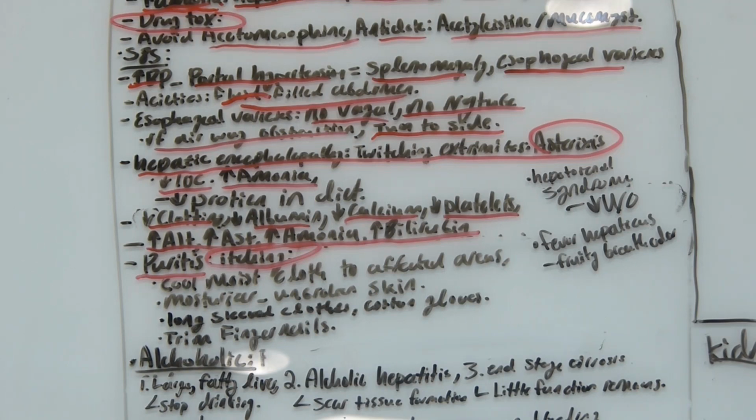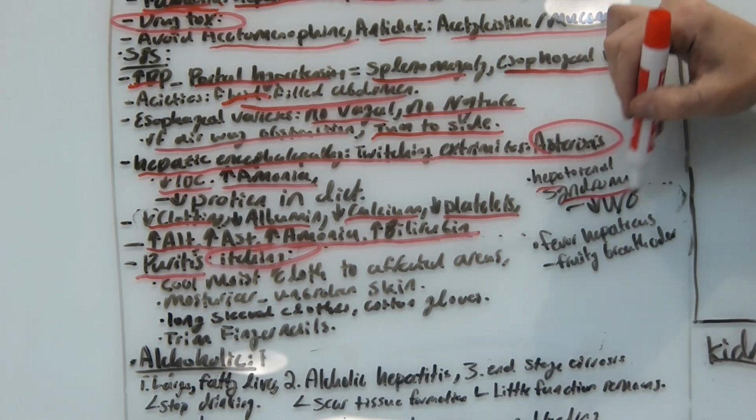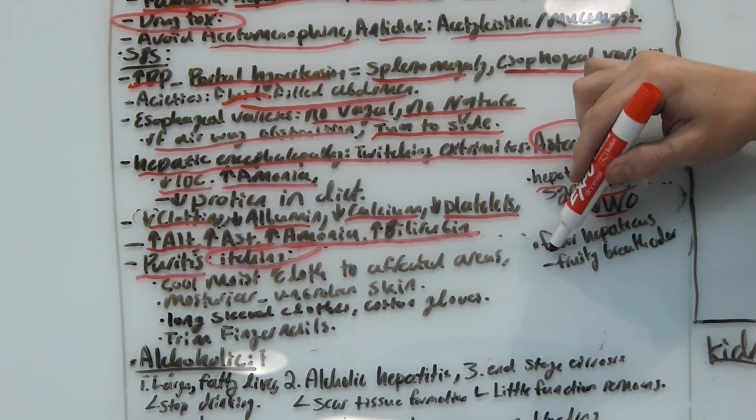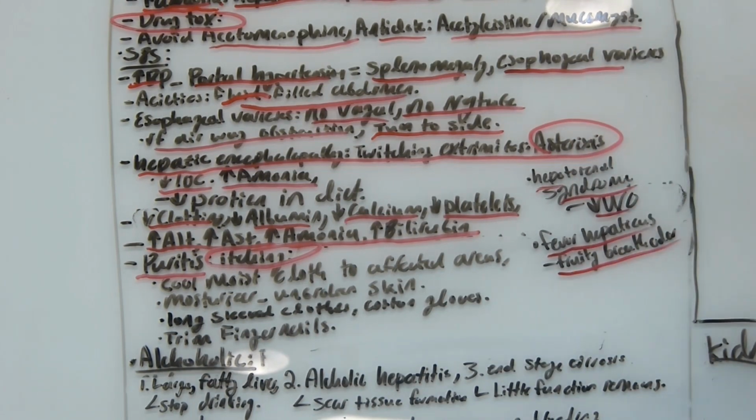Trim those fingernails. Also mentioned in the PowerPoint notes, we got this hepatorenal syndrome. We're going to have decreased urine output, and we also have fetor hepaticus, which was in the book, which is fruity breath odor. So now, let's go into the next thing.